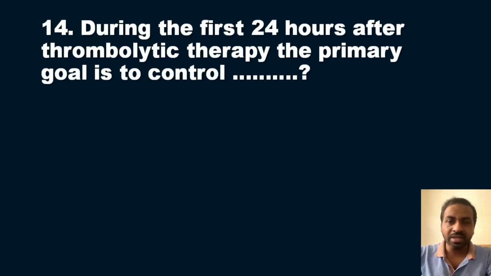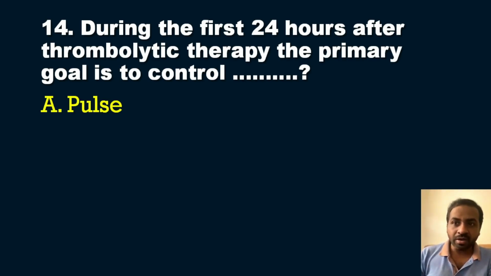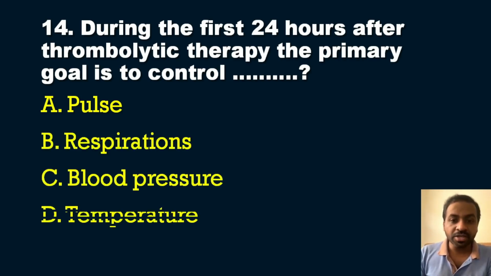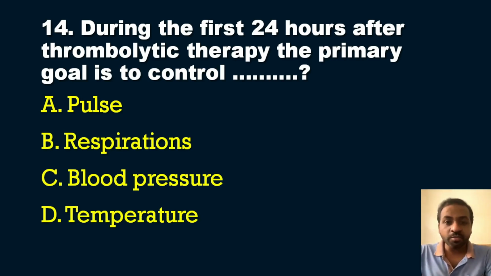Now we will move on to the second last question in our series, and the question is, during the first 24 hours after thrombolytic therapy, the primary goal is to control dash. The patient has undergone thrombolytic therapy, so in the first 24 hours, what do we have to control? What is the goal of treatment? The options are: we have to control the patient's pulse, option B, respiration, option C, blood pressure, and option D, temperature. Which do we have to monitor, record and maintain? So what is the answer? Post thrombolytic therapy.